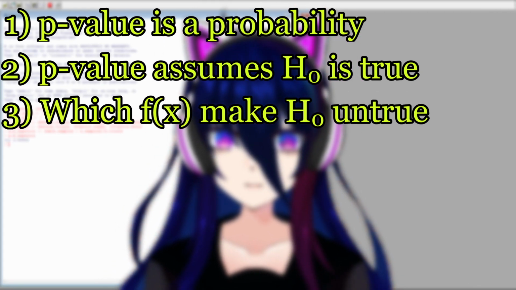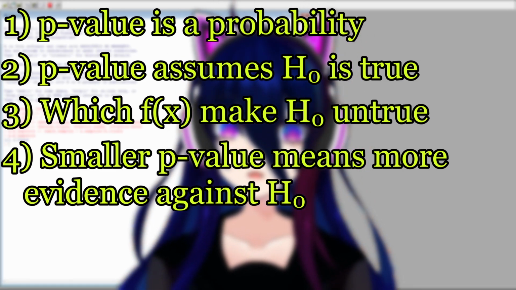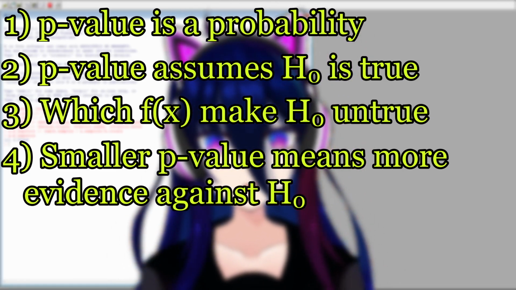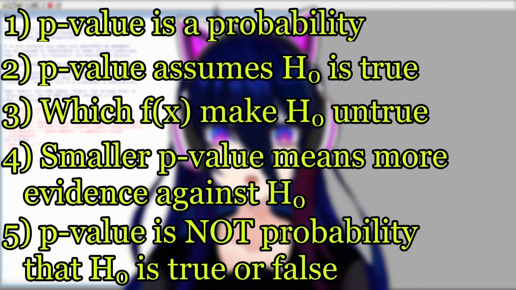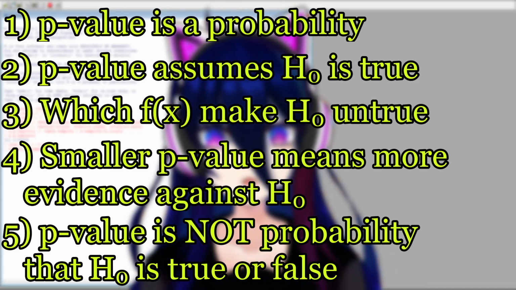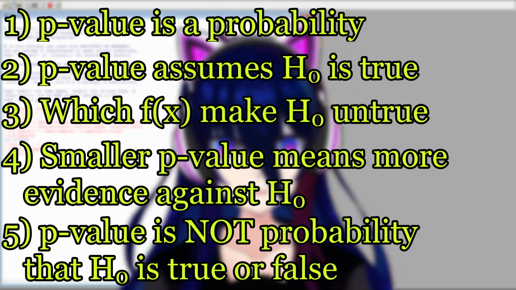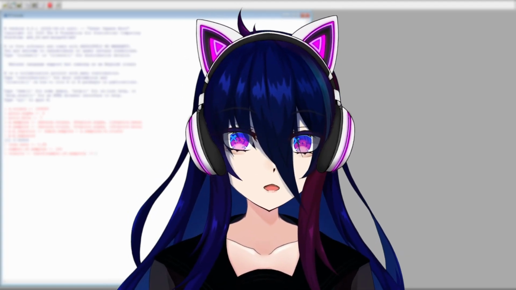Fourth, the smaller the p-value is, the stronger the evidence is against the null hypothesis in favor of the alternative hypothesis. And fifth, and the most common mistake, the p-value is not the probability that the null hypothesis is true or false. There's definitely more to say about this, but I think that's best saved for another time. But regardless, I hope to some extent that helped clarify what exactly a p-value is.